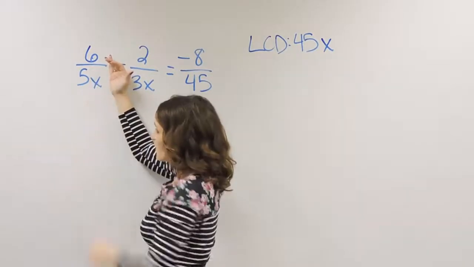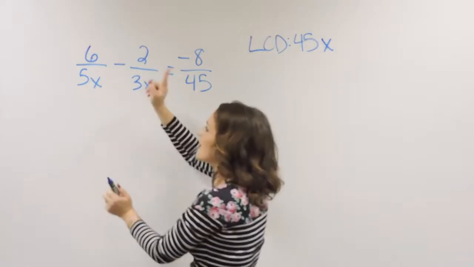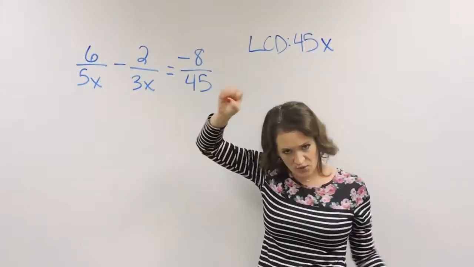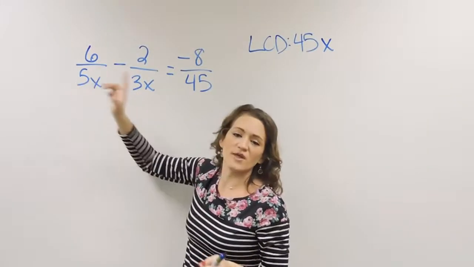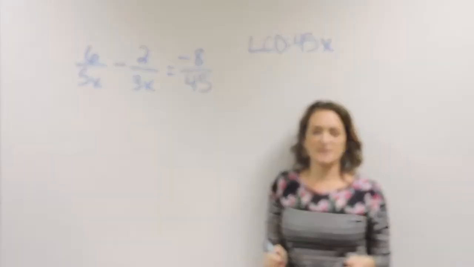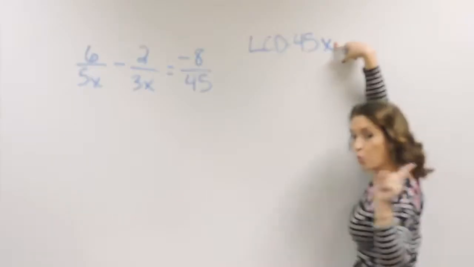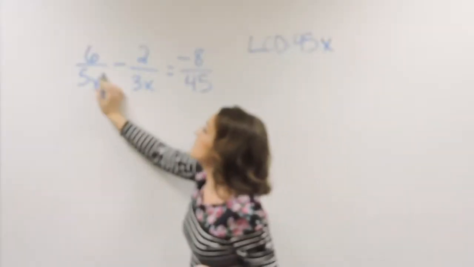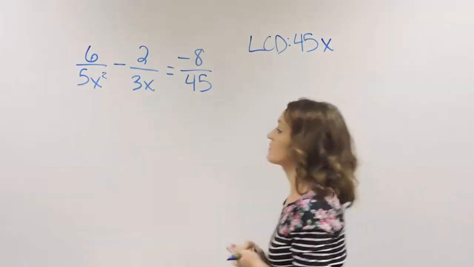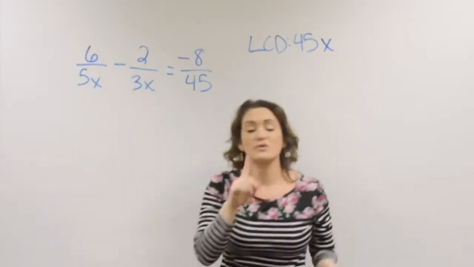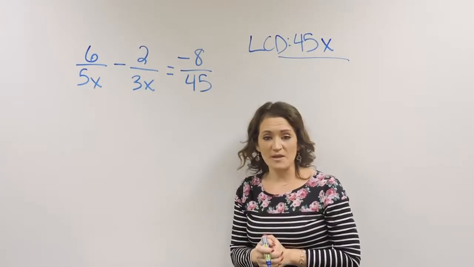What is the most x's that I have in each denominator? For example, in this first fraction, I have 1x. In this middle one, I have 1x. Over here, I have 0. So at most, I have 1. I do not have more than 1x in any one of these denominators. Since 1 is the most, we're just going to tack on 1x here. Had one of these been an x squared, then 2 would have been the most, and I would have added a 2 to my common denominator. But for this example, it's just a 1. So here, 45x is my common denominator.